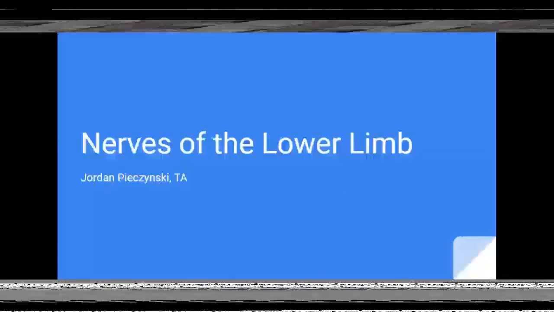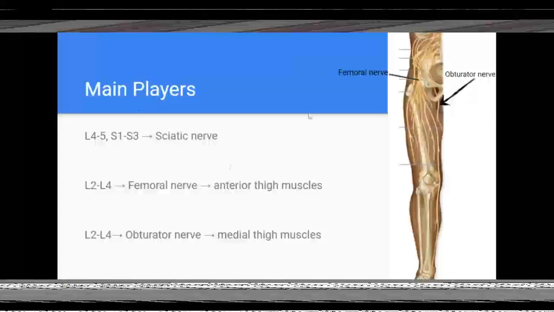Okay, so luckily this is a really short section, so yay. So let's start out here by looking at a couple of the big nerves, or kind of the main players here. Starting out, we have the sciatic nerve, and it's actually the only one in this photo that you cannot see. So we will come to that one later.